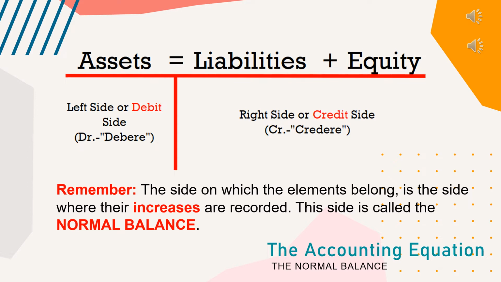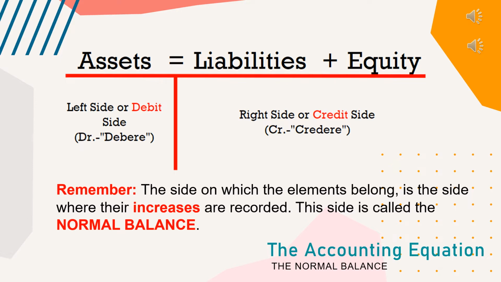Let us proceed to the liabilities. When a business transaction resulted to an increase in liability, that increase in liability is recorded as a credit. Conversely, when that transaction resulted to a decrease in liability, that decrease in liability is recorded as debit. Therefore, the normal balance of a liability is credit. Again, the normal balance of a liability is credit.